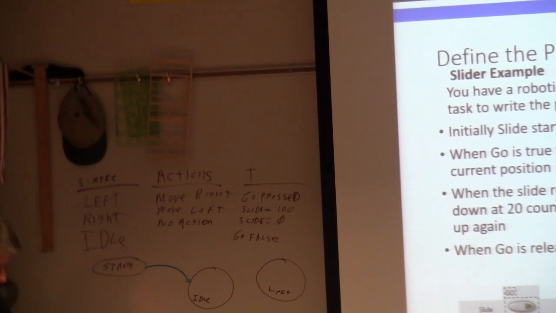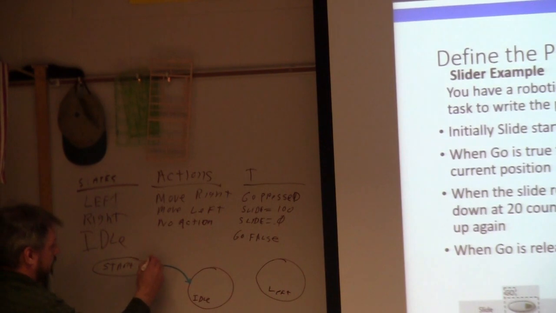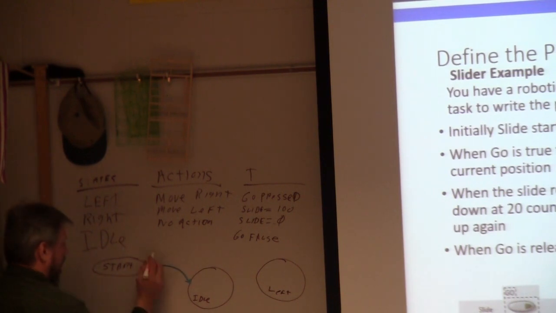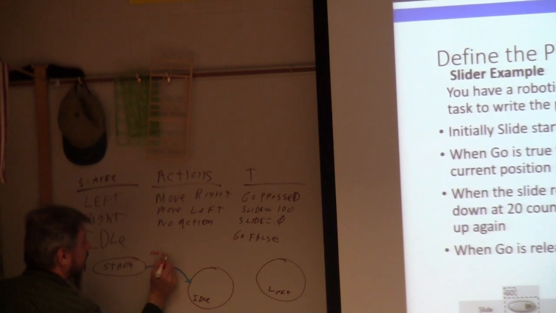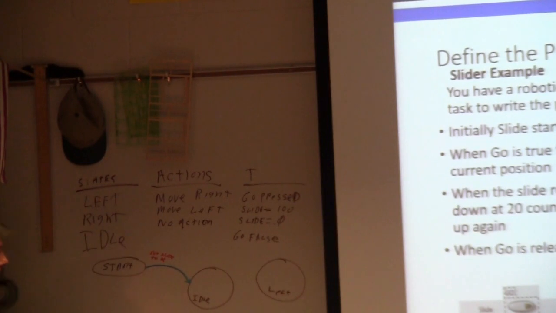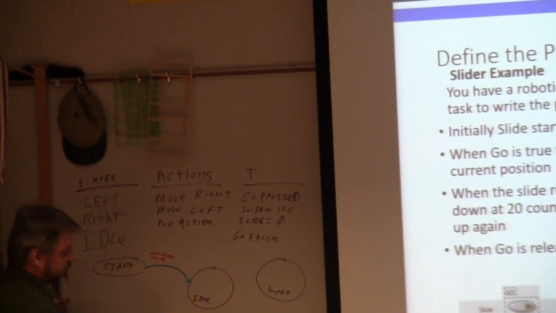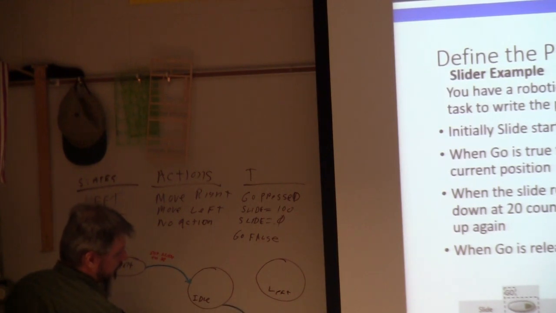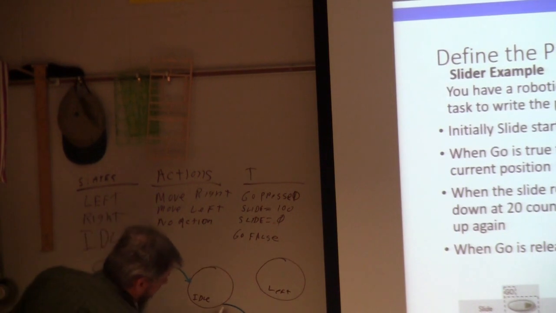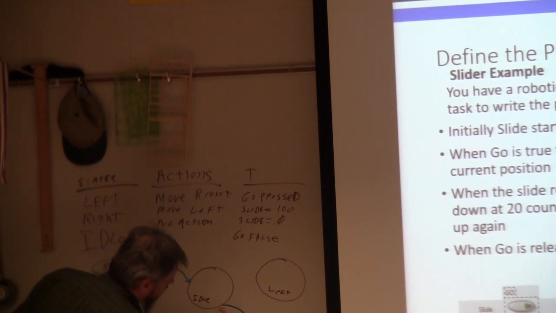And the action that I want to do is set slide to 0. Okay, so I'm in the idle state. And to transition from idle to the right state, what was the condition? What condition do I need to look for to tell me to transition from idle to right? When go is pressed, right? Go is true.